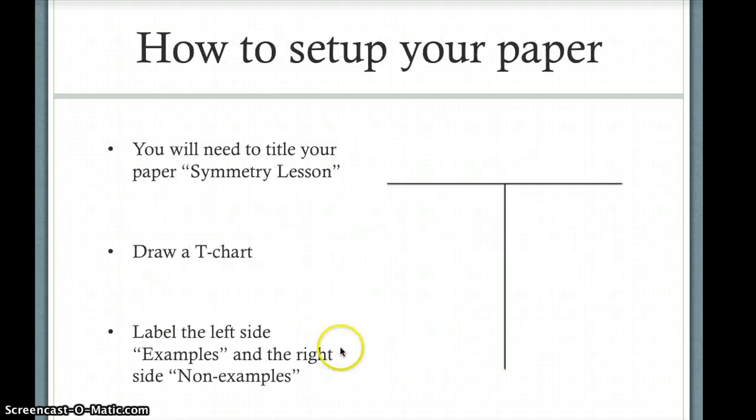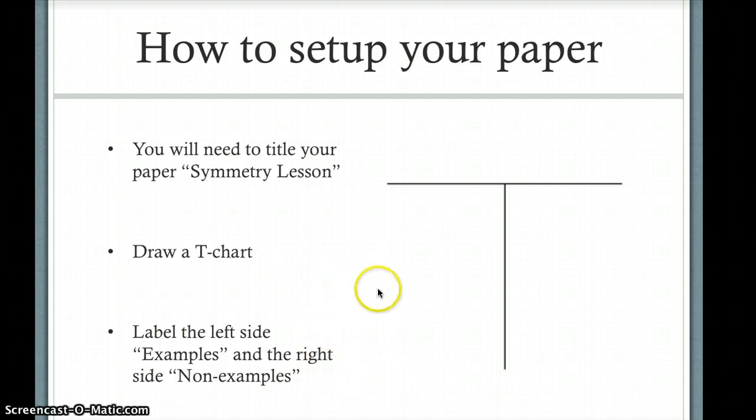So, before we begin, we need to set up your paper. You will need to title your paper Symmetry Lesson at the very top. Also, don't forget to write your name and proper heading. Once you have done that, I want you to create a T-chart similar to the picture you see off to the right. Label the left side examples and the right side non-examples. I'll give you a moment to do that.